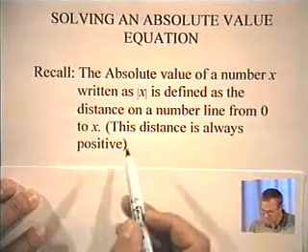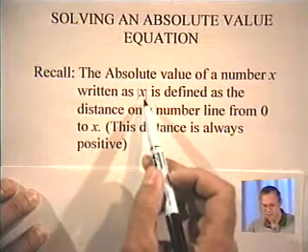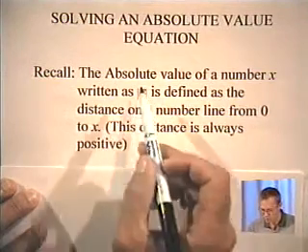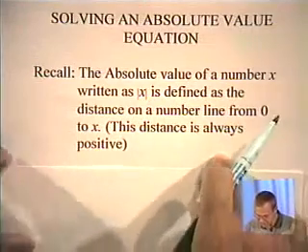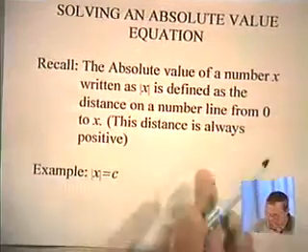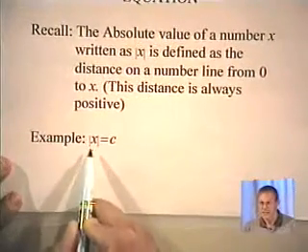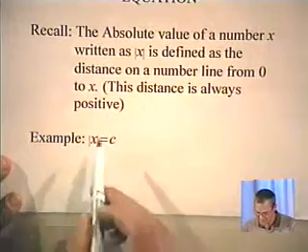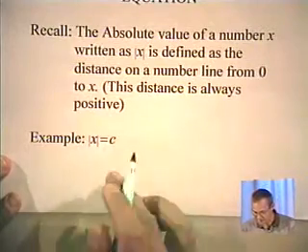And so remember, distance is always positive, so whenever we're dealing with an absolute value, the answer will always be positive. This will always be equal to a positive value. Okay, so let's take a look at a fairly simple example. It says the absolute value of x is equal to c. Now in this case, we'll assume that c is a positive number, because if c is negative, this problem doesn't make any sense.